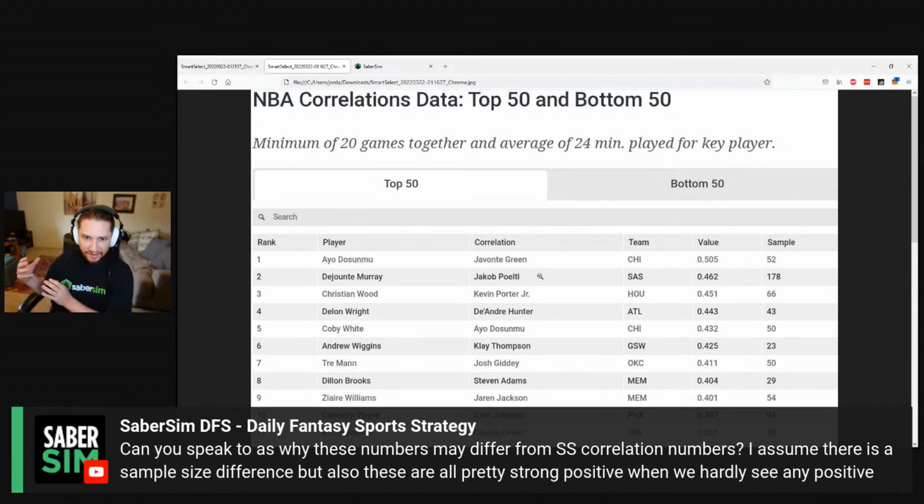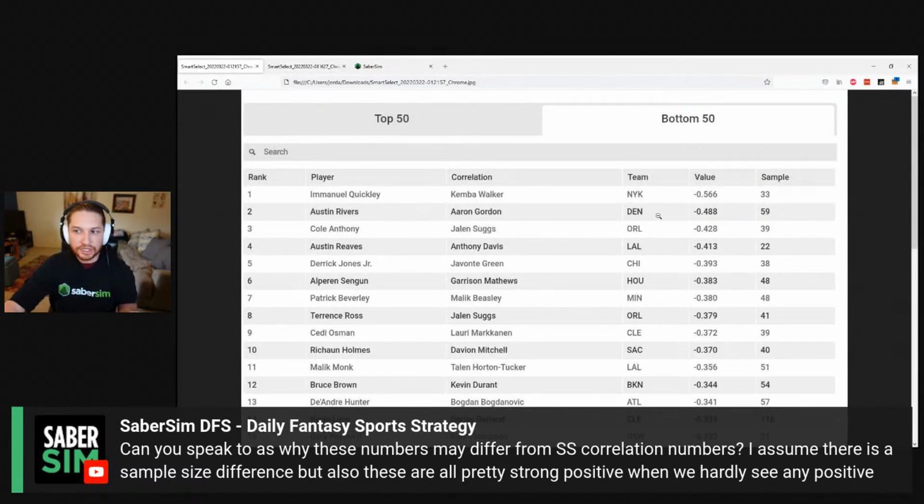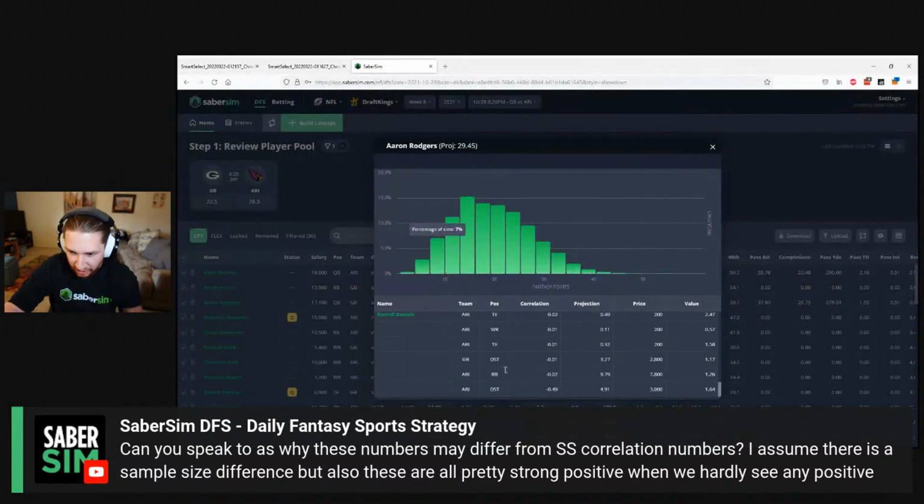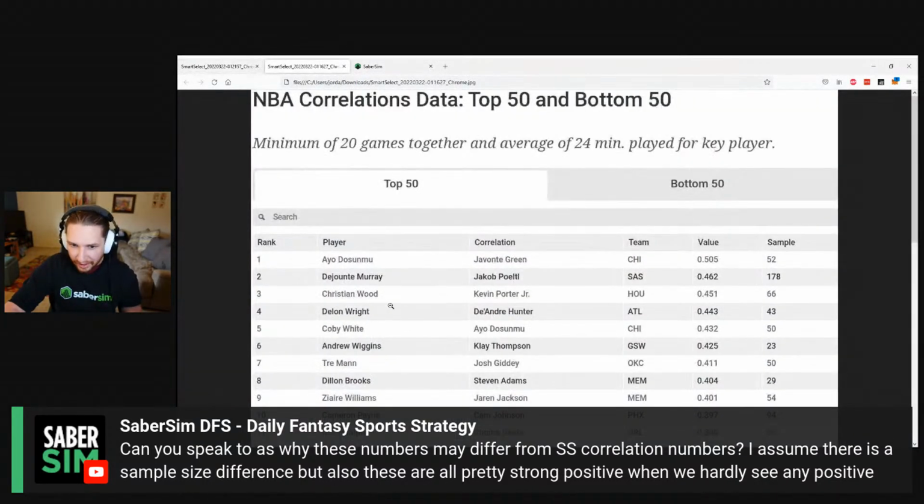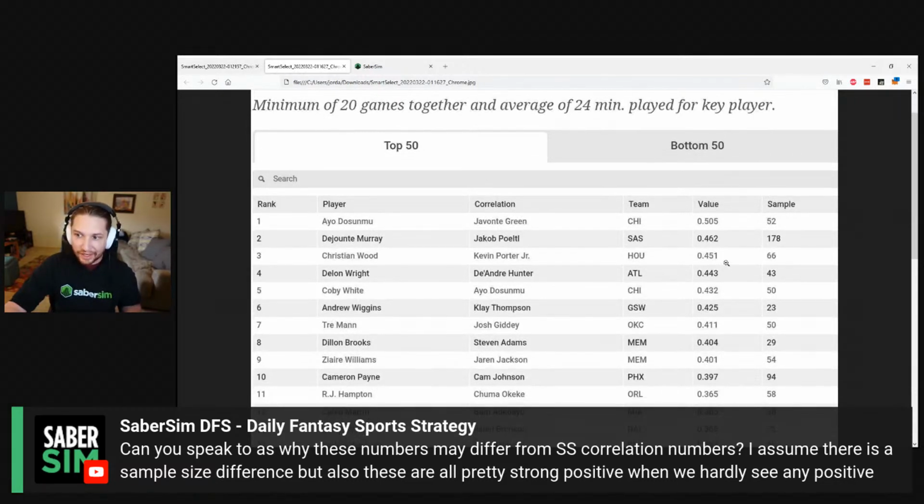But I think where it gets even more obvious that something's going on here is that there's almost a total random trend in terms of the magnitude, right? Why would Cole Anthony and Jalen Suggs have a negative correlation as strong as, basically in this case, a QB against the opposing team defense, while De'Andre Hunter and Delon Wright on a different team have a correlation as strong as the quarterback and the wide receiver, right?